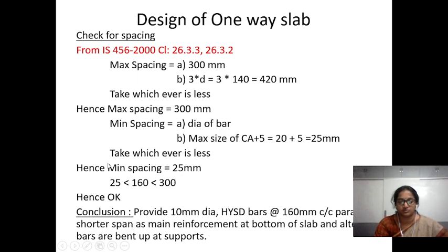Here we should satisfy the clause as minimum spacing should be less than spacing required and it should be less than the maximum spacing. So I got the value as satisfied, hence it is okay. Now, I have written the conclusion as provide 10 mm dia HYSD bars at the rate of 160 mm center to center parallel to the shorter span as main reinforcement at the bottom of the slab, and alternate bars are bent up at the supports.